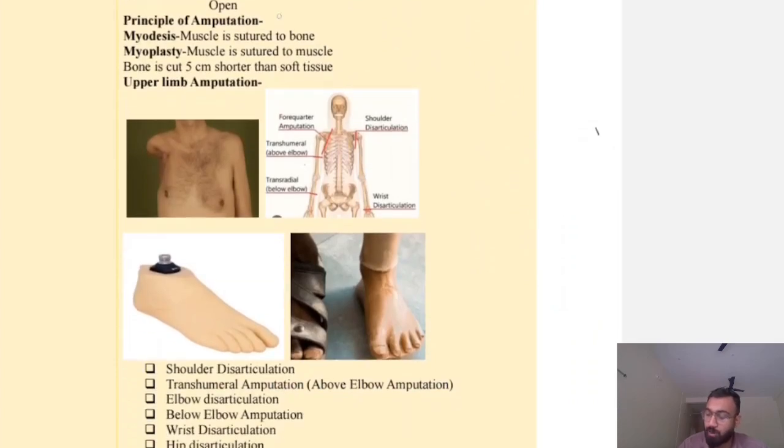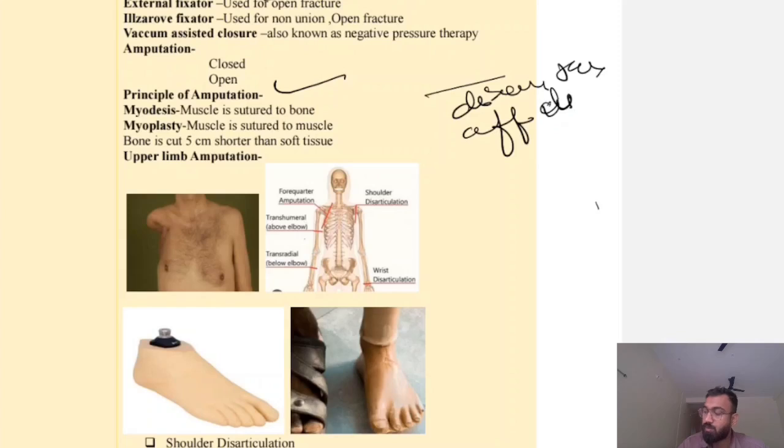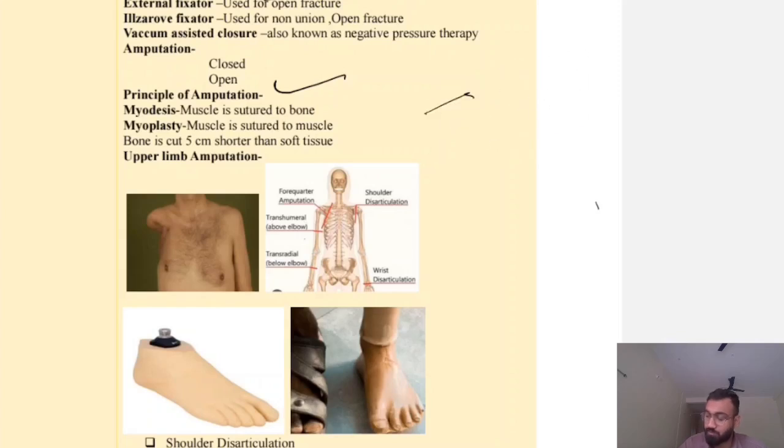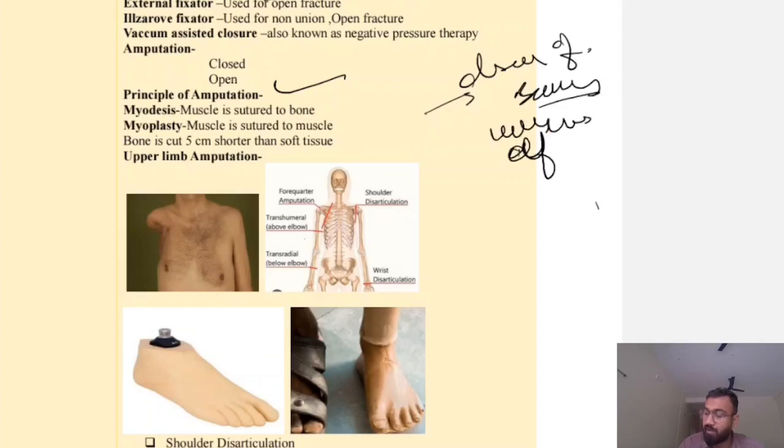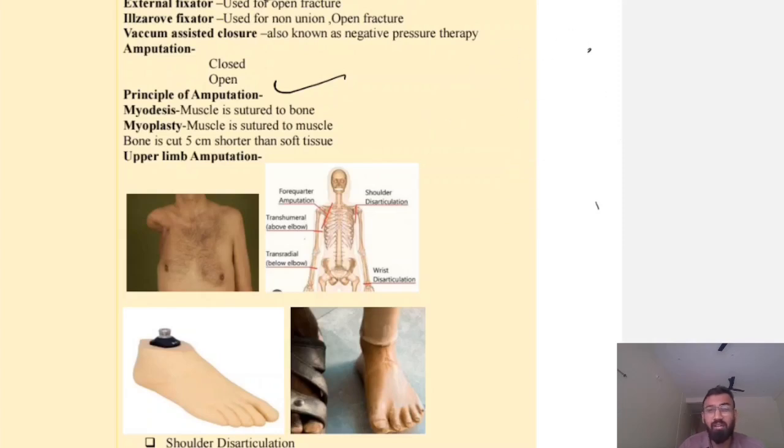Okay. Now the principle of amputation. So what is amputation? Amputation is discarding of useless affected soft tissue and bone. Okay. So how will you decide the level of amputation?